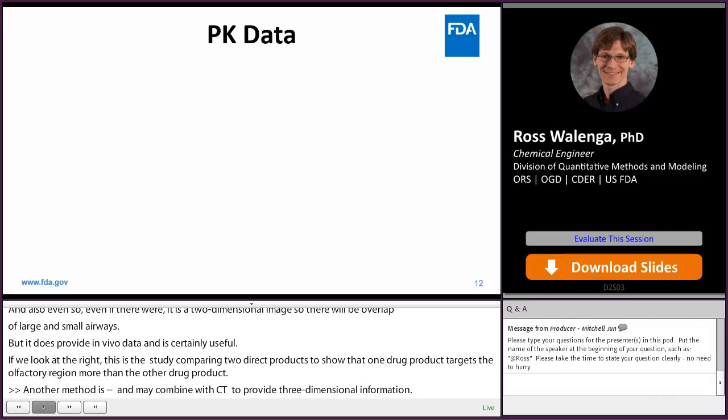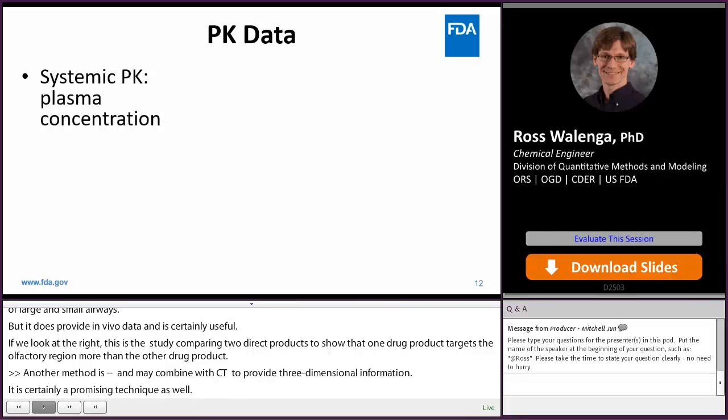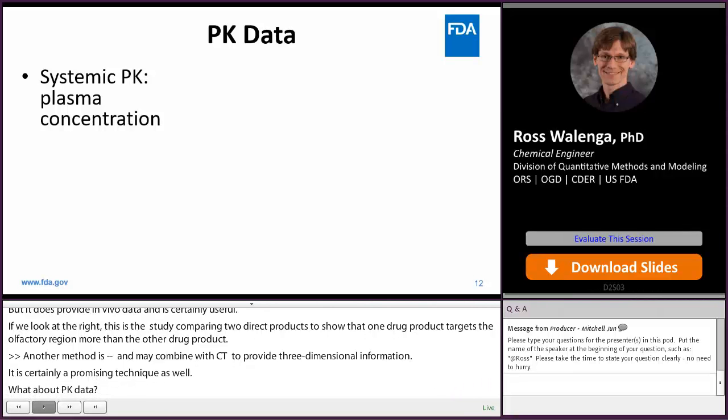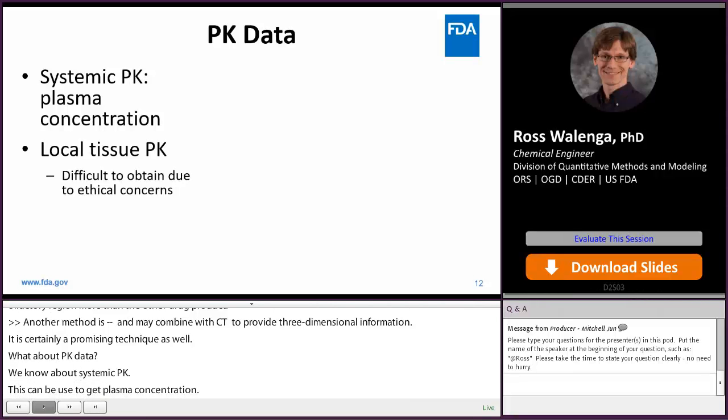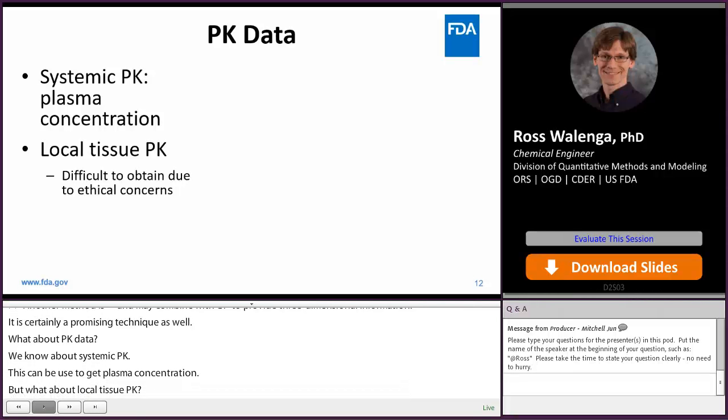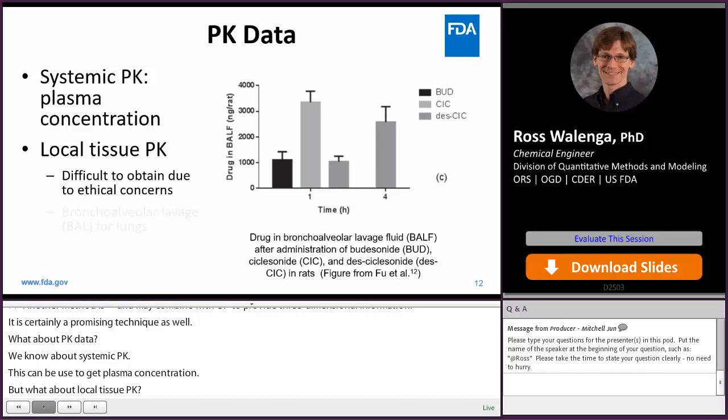What about PK data? Well, we know about systemic PK. This can be used to get plasma concentration. But what about local tissue PK? So I mentioned before, it's maybe something that we don't have. It's certainly difficult to obtain due to ethical concerns.